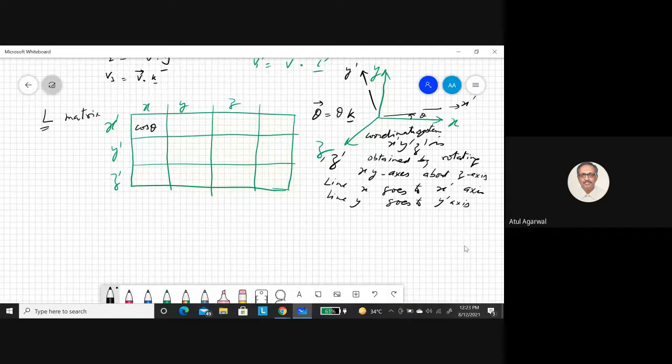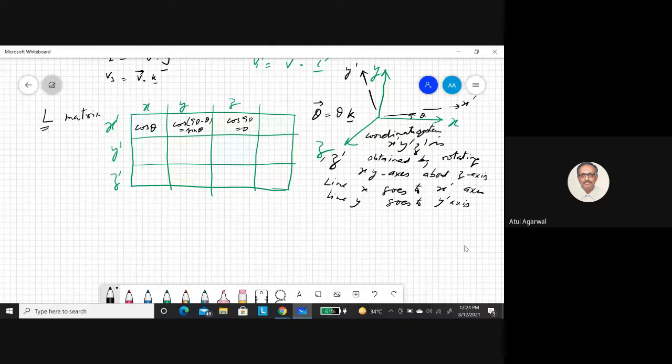What is the angle between x prime and y? It is 90 minus theta. So this becomes cos of 90 minus theta, equal to sine theta. The angle between x prime axis and z axis is 90 degrees, because all these axes, x prime, x, y, y prime, are lying in the horizontal plane, and z is perpendicular to them. So the angle between x prime and z is 90 degrees, and cos of 90 degrees is 0.